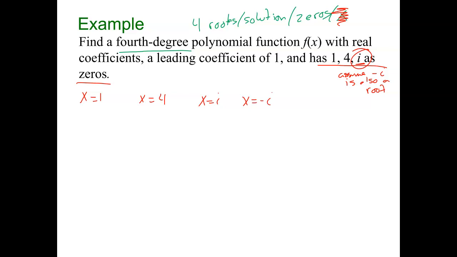Now yesterday we reviewed going back and forth between roots and factors. Because I need to take those roots and I need to write a polynomial. So how do I work backwards and take a root and write a factor that would give me that solution? If I have x equals 1, what factor would give me that solution?